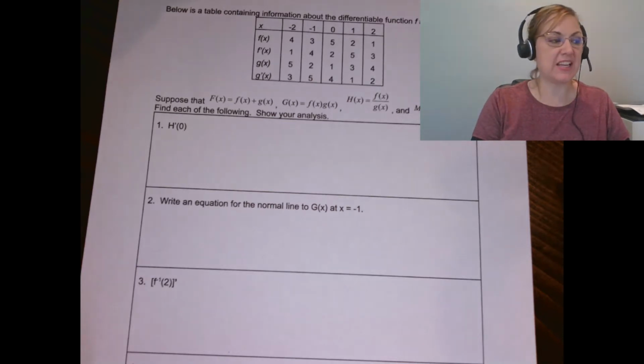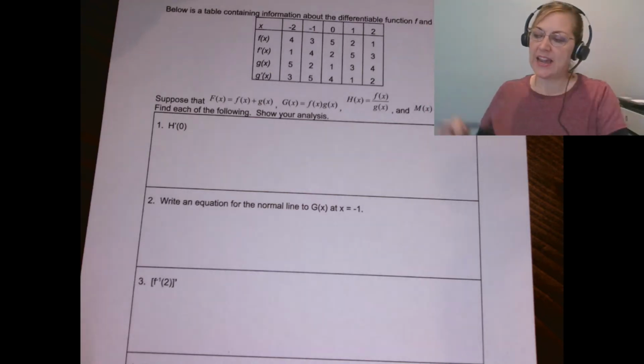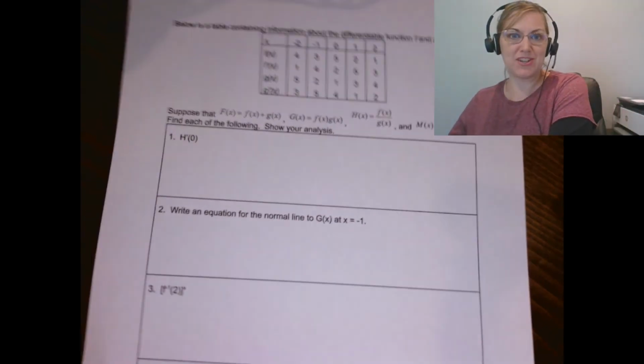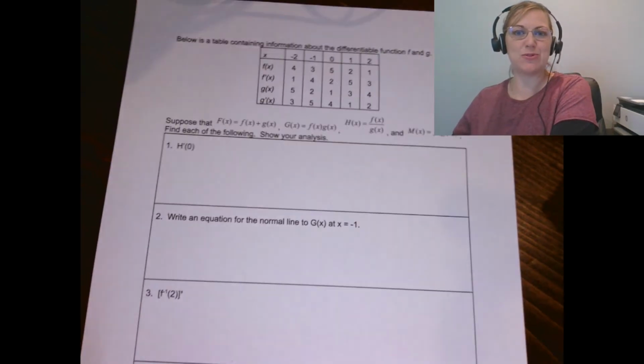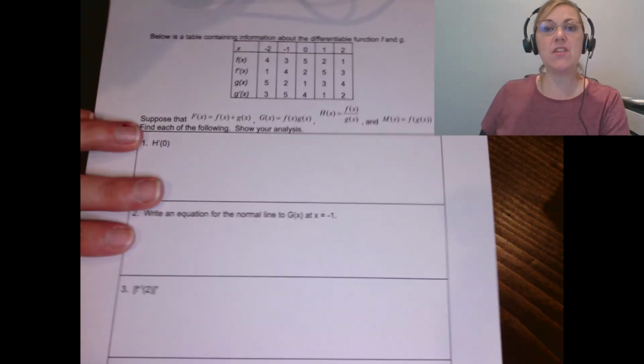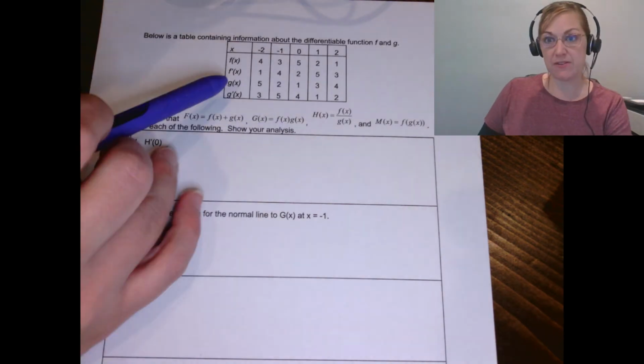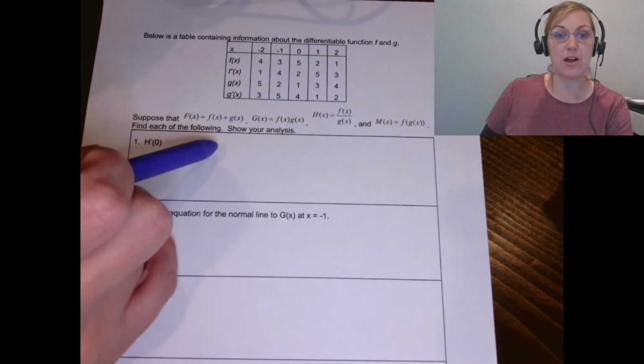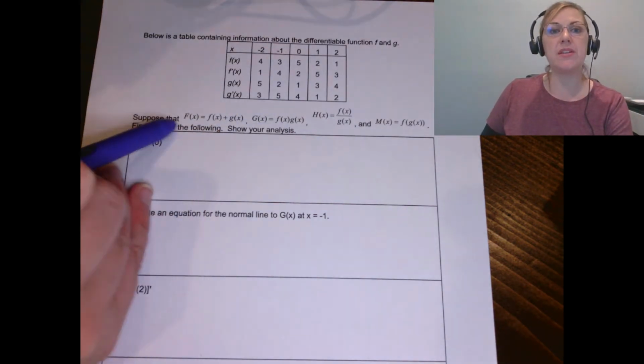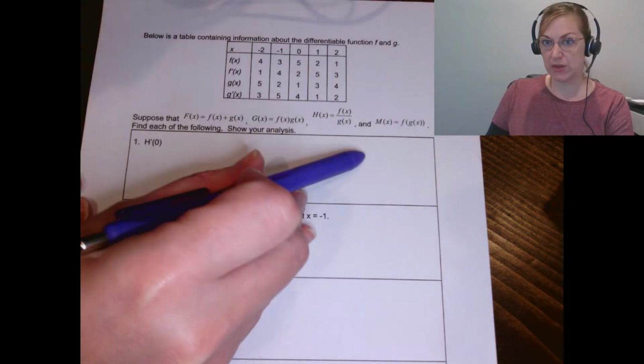And we are going to look today at part 2. So this was the free response portion of the test. And I'm going to zoom my camera out just a little bit so you can see my full chart. We were given a chart of values for f and g and f prime and g prime. And then we were told how these new functions related to them.